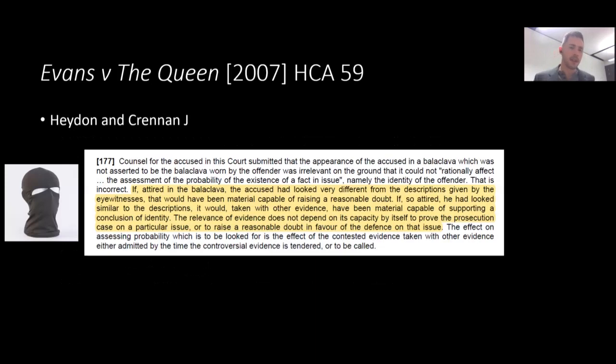So let's just run through the judgments. There's basically 3 of them. I would say that the first one, Kirby's, I would find to be the most coherent. The middle one, I have a hard time understanding. The first one, authored by Justice Crennan and Justice Heydon, says the balaclava is relevant because he might look like the descriptions from the witnesses. If he's wearing this, it's something that will assist the jury.